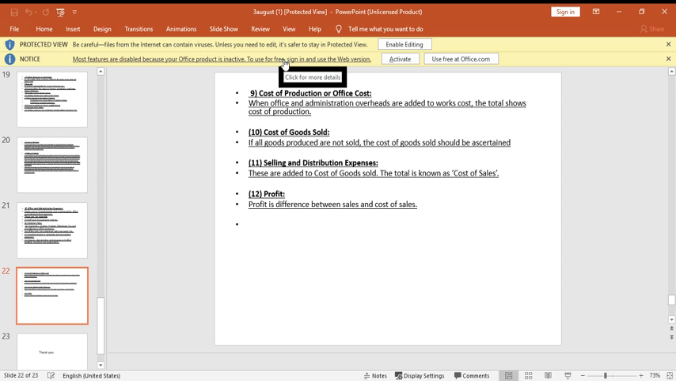Coming to cost of production or office cost, it is when office and administrative overheads are added to the work cost. The total shows the cost of production. Then the cost of goods sold: if all goods produced are not sold, the cost of goods sold should be ascertained. Then selling and distribution expenses are added to the cost of goods sold. This total is known as cost of sales. And finally, profit. Profit is the difference between sales and cost of sales.